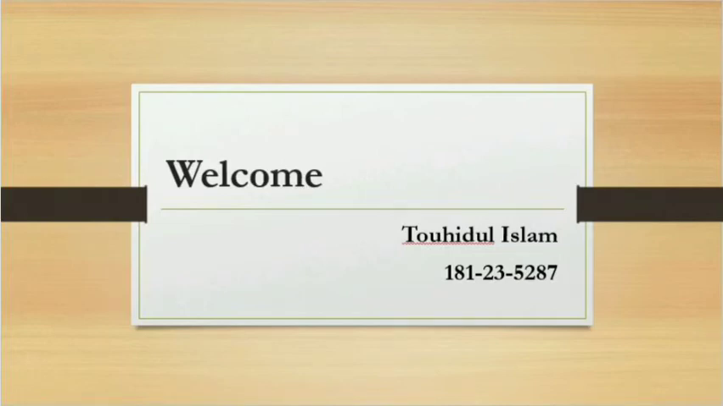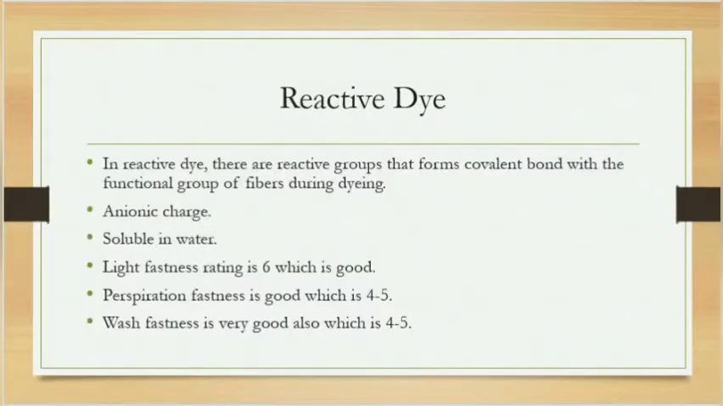Today I am going to discuss some topics on reactive dye. In reactive dye, there are reactive groups that form covalent bonds with the functional groups of fibers during dyeing. For those reactive groups, reactive dye is so called. Reactive dyes are anionic in charge, so they can be used for dyeing cellulosic fibers, protein fibers as well as polyamide fibers. Reactive dyes are soluble in water and comparatively cheaper.